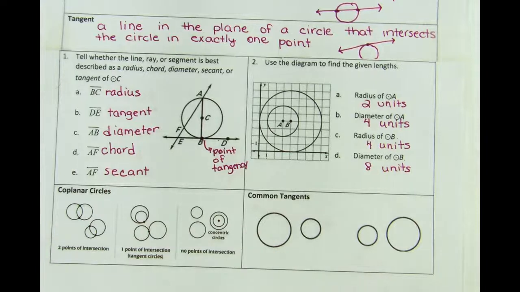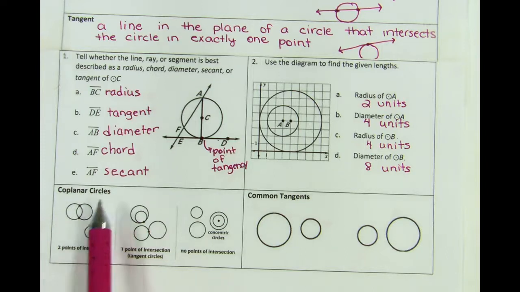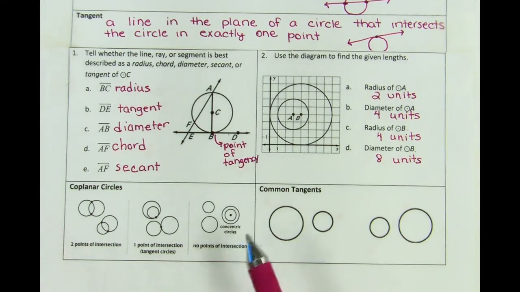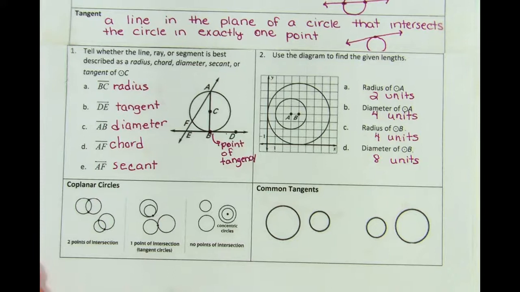Okay, so let's talk a little bit now about coplanar circles. So coplanar circles, as you could guess from its name, are two circles that are on the same plane. That would mean all of the points in both circles are all contained on the same one plane. So one way you could have coplanar circles is they could intersect in 2 points. They kind of look like a Venn diagram.